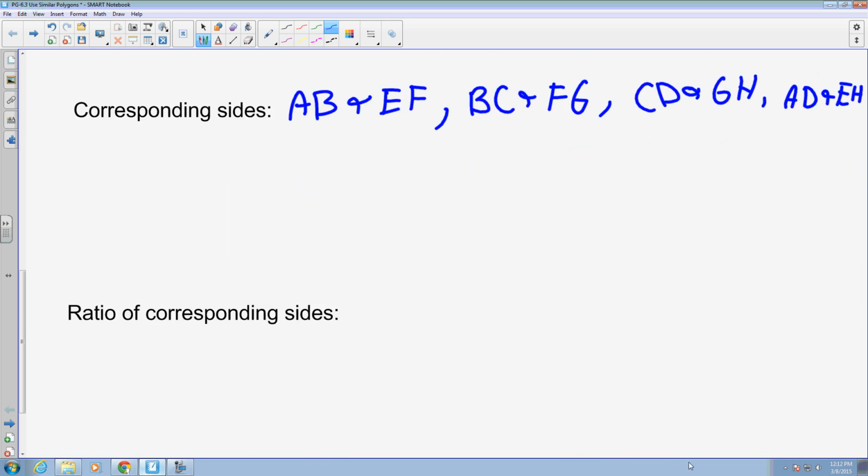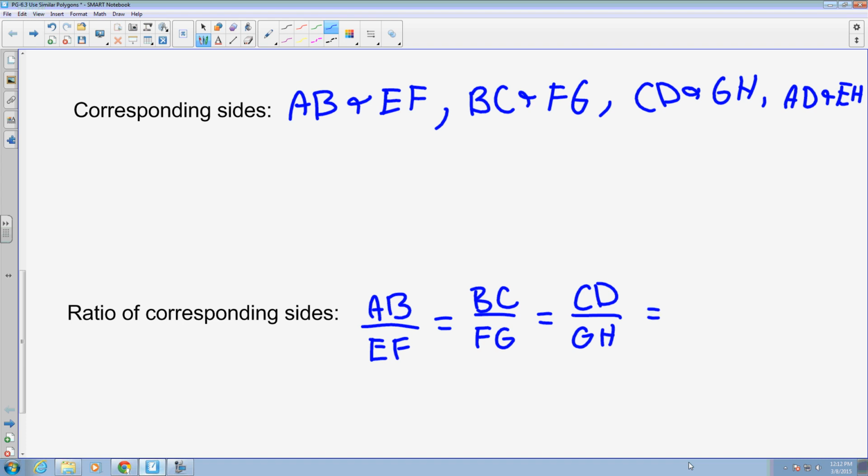So everything that's going to be on top are sides from the first polygon. So I can say that the ratio of AB to EF is going to be equal to the proportion of BC to FG, which is going to be equal to the proportion of CD to GH, and then finally it's going to be equal to the proportion of AD over EH. Now, if you wanted to put the other polygon in the numerator, that's fine. You just have to be consistent throughout the whole process. Okay.